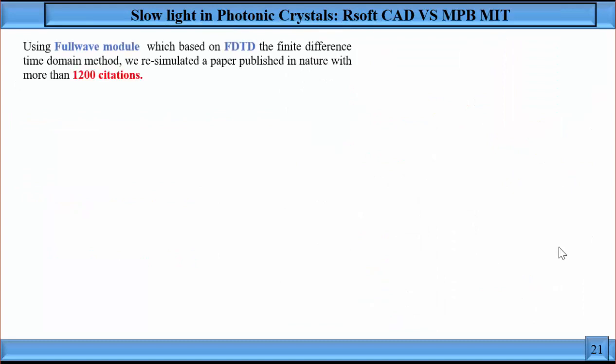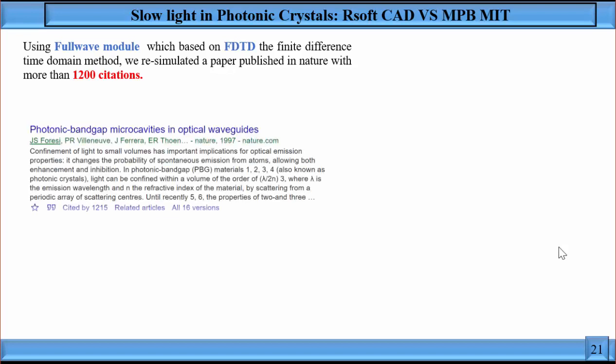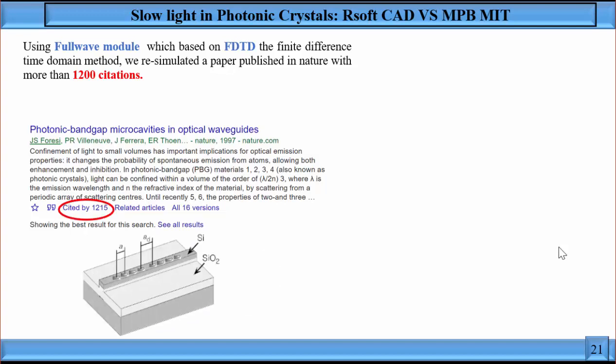Slide 21. RSoft CAD vs MPB MIT. Using the full wave module, which is based on FDTD, the finite difference time domain method, we resimulated a paper published in Nature with more than 1,200 citations.